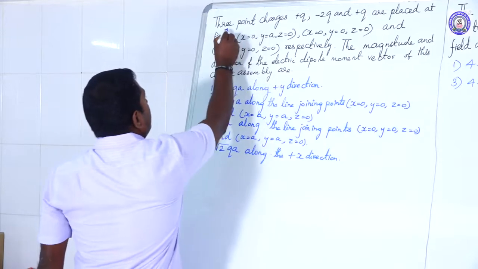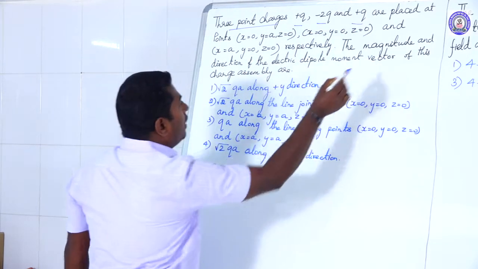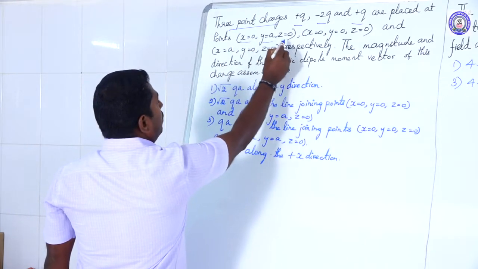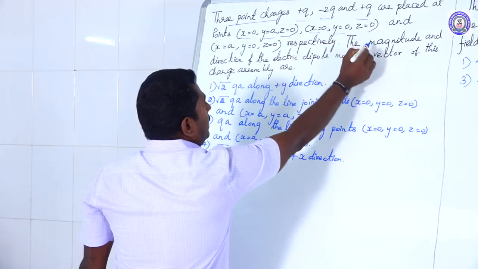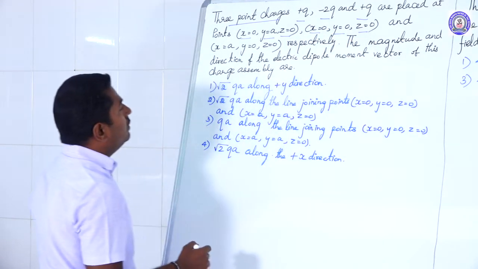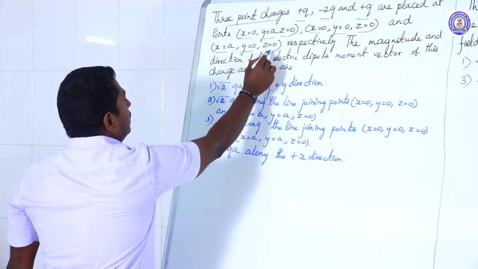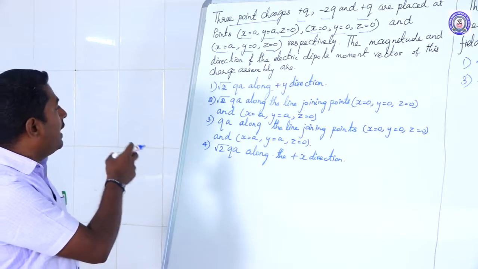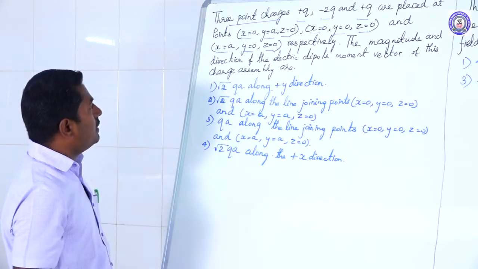Three point charges plus q, minus 2q, plus q are placed at the points x is equal to 0, y is equal to a, z is equal to 0; then x is equal to 0, y is equal to 0, z is equal to 0; and x is equal to a, y is equal to 0, z is equal to 0, respectively. Find the magnitude and direction of the electric dipole moment vector of this assembly of charges.